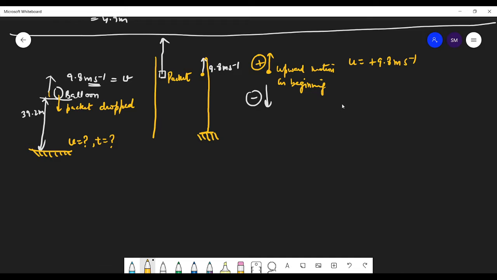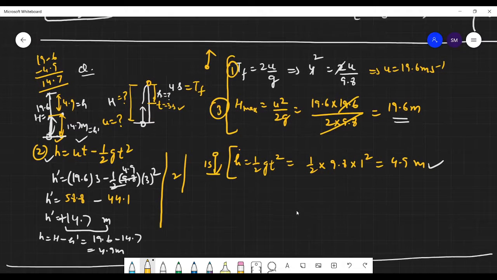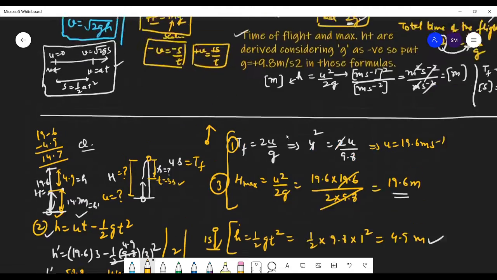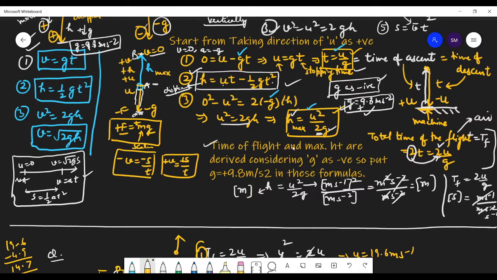Okay, now what do you have to find? You have to find the final velocity. You have to tell the time when this final velocity was. So what are the formulas you have? You have three formulas, right? So these are the three formulas. Which formula are you going to use here?